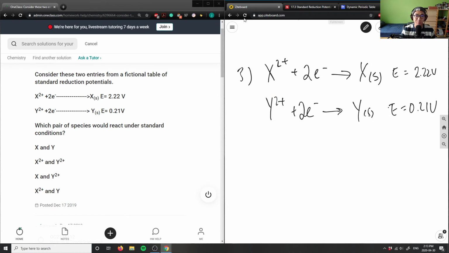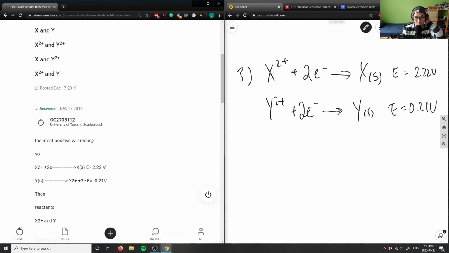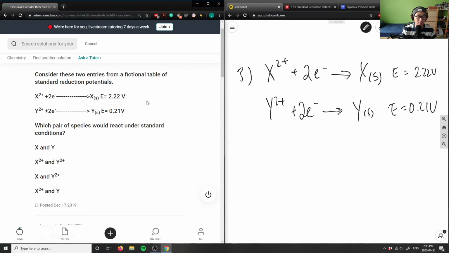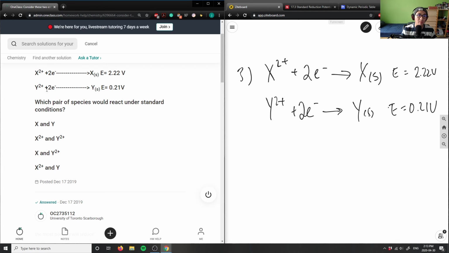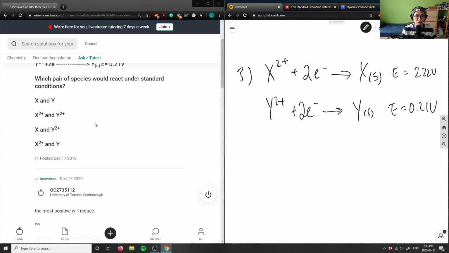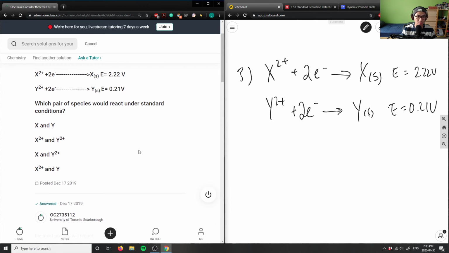So it's asking us which pair of species would react under standard conditions. Because X2 plus has such a great reduction potential, it is obviously going to react, and it's probably going to react with our Y here, right? So again, the most positive will reduce, and therefore this one here will oxidize. So in this case, we're going to have this species here, X2 plus and Y, which is the correct answer.